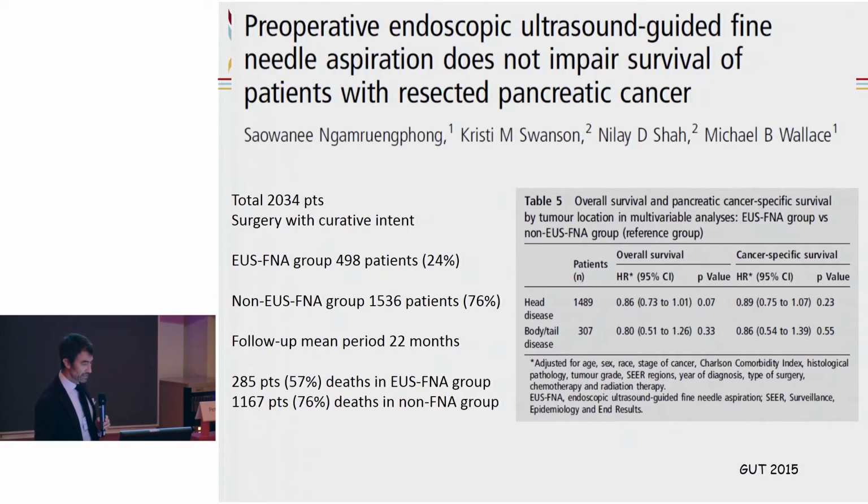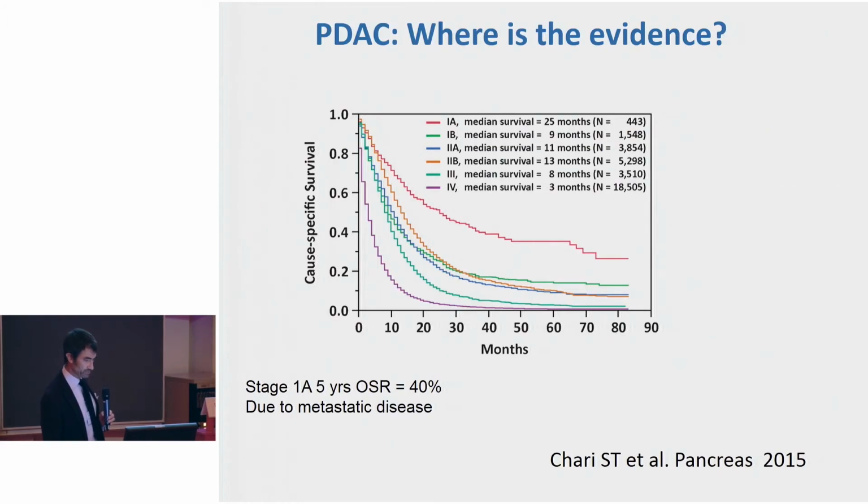And if we think about the possibility that EUS-FNA could affect the outcome of the patient, this paper published in GIE in 2015 by the Mayo Clinic shows that patients who had FNA performed at the beginning of their process, as compared to patients who had not, had the same outcome. So EUS-FNA doesn't reduce the survival of these patients.